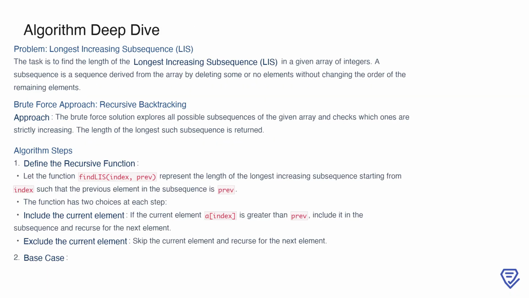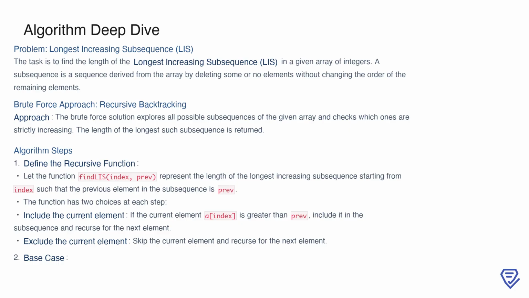The problem asks us to find the length of the longest increasing subsequence, or LIS, in a given array of integers. A subsequence is any sequence derived from the array by removing some elements, or none at all, while maintaining the order of the remaining elements. The brute force approach to solve this problem involves recursive backtracking. Here, we explore all possible subsequences, check which ones are strictly increasing, and return the length of the longest subsequence found. To implement this, we define a recursive function, findLIS, which takes two parameters: index, representing the current position in the array, and previous, the value of the previous element in the subsequence.